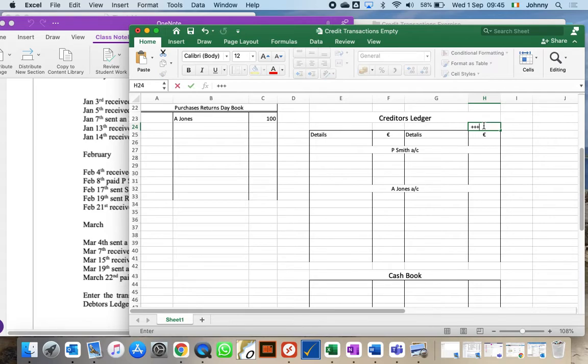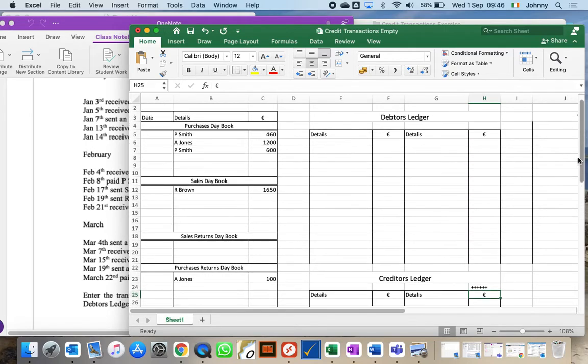So I'm just going to put plus there. Okay? That means I owe that person more money. Is that okay? So that's the plus side. That's how we start using the bookkeeping key. So let's go back up and have a look at this.